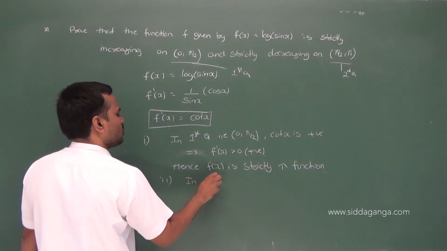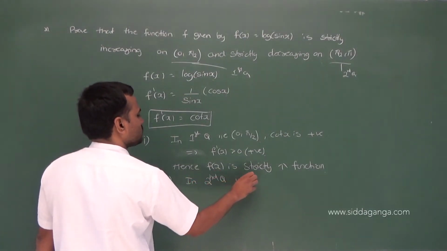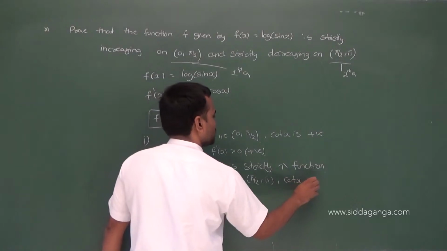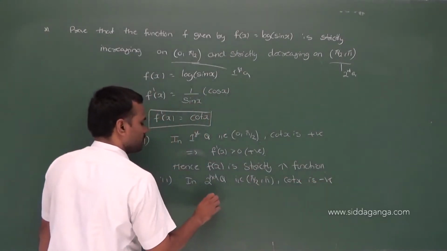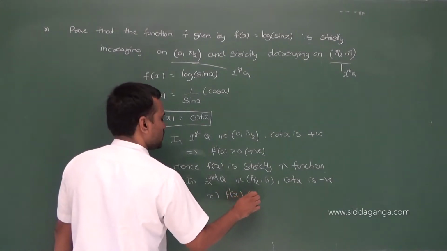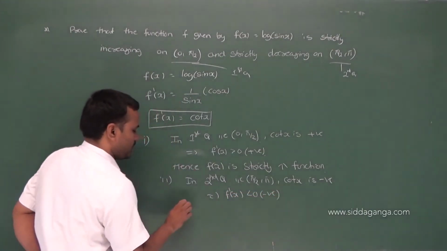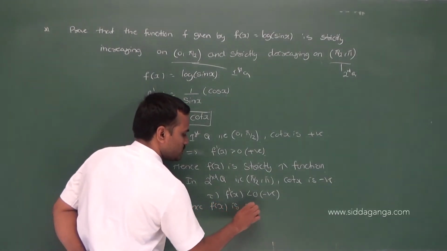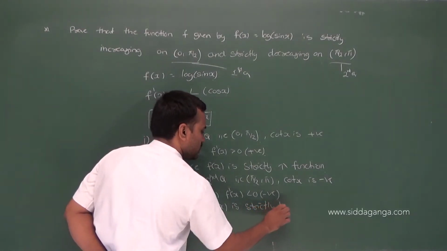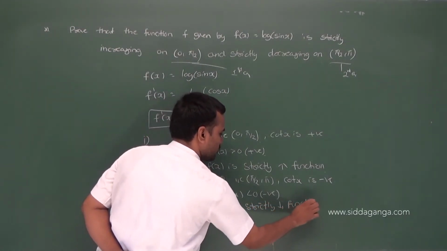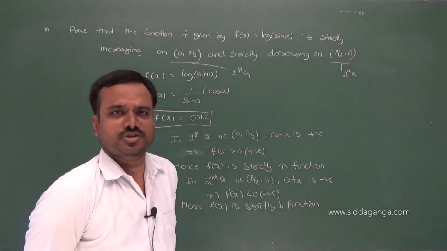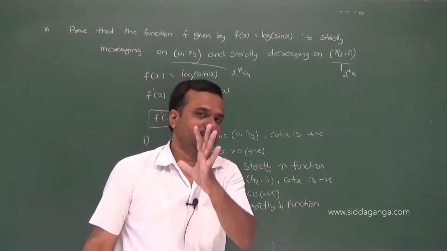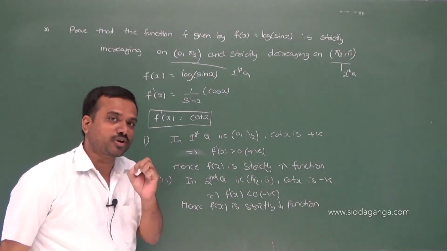Second one. In the second quadrant, that is pi by 2 to pi, cot x is negative. That implies f dash of x less than 0, negative. Hence f of x is what? Strictly decreasing function. See, observe, this is for a 3-mark question. It is a very simple question. See, very important question also.